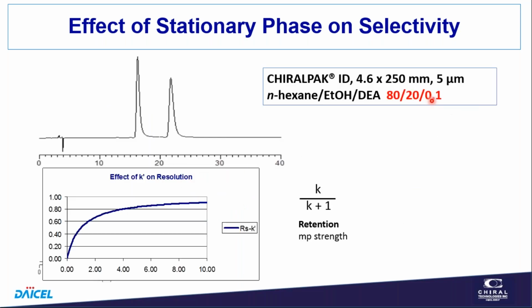In fact, on the ID, going from 50-50 hexane ethanol to 80-20, we in fact did find a separation. This actually came from one of our application notes. I didn't do this experiment, but in looking at it, I would have thought, okay, the retention factor is around 5 or so. So I would have thought we could probably reduce retention and still get a pretty good separation.